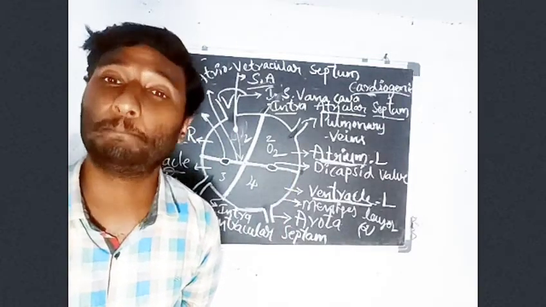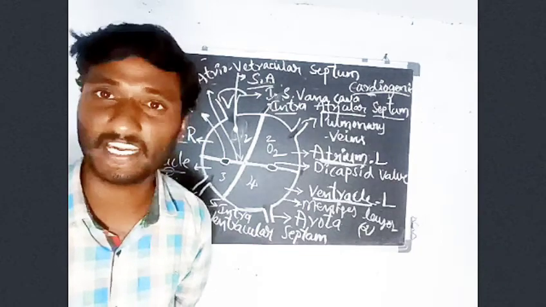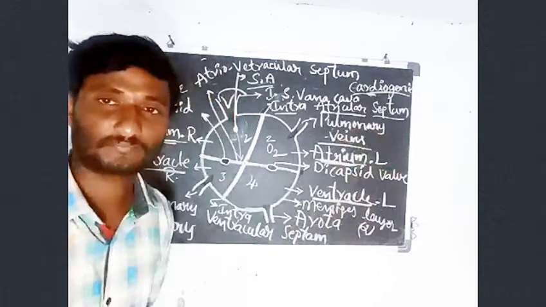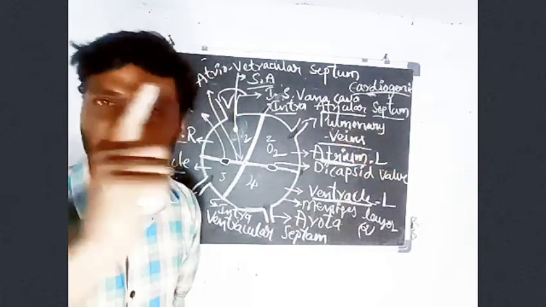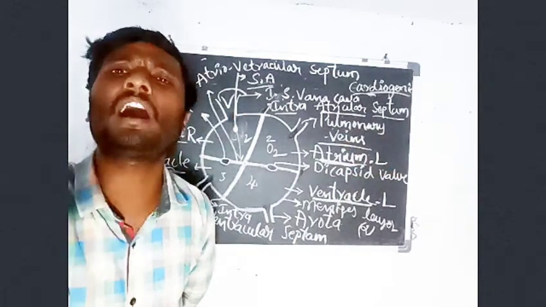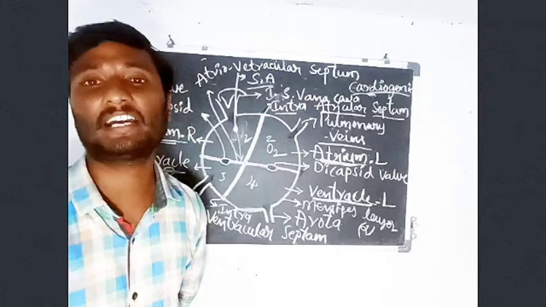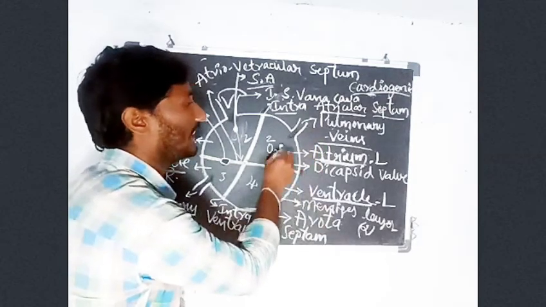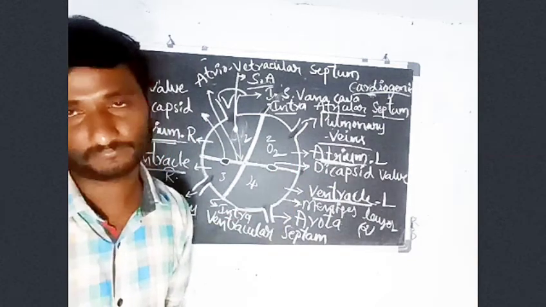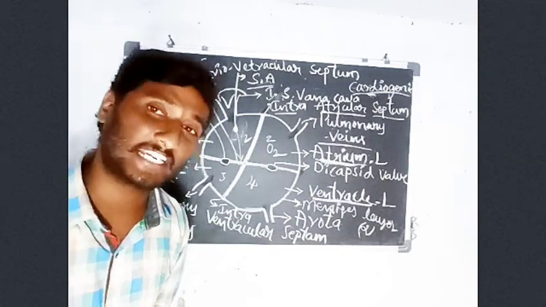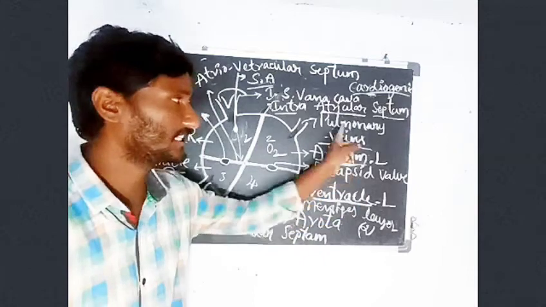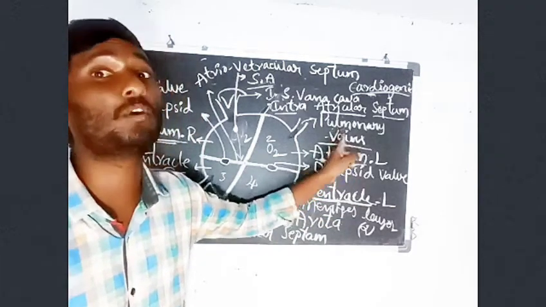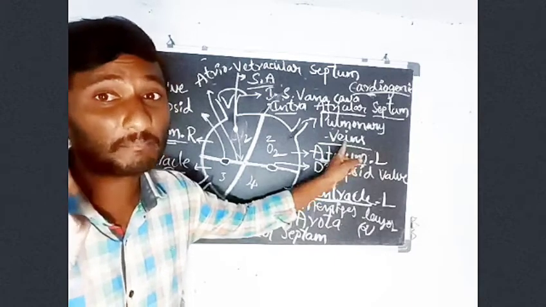Oxygenated blood. Okay? And the pulmonary vein is only one blood vessel, a very small blood vessel connected to the left atrium. Remember it. This is mainly important in the circulation process. The pulmonary vein is mainly important.